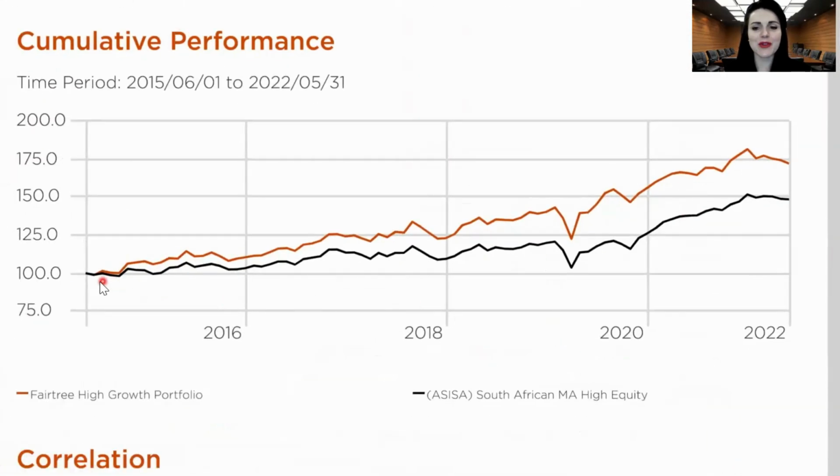Last but not least, of course, looking at the performance, here you will see the benchmark South African multi-asset high equity in the very dark grey, and here would be the performance of this Fairtree solution. So you can see over the last 7 years, this has been incredible outperformance by this solution, and we are very proud to be the asset managers behind this. So this is a very good option if you want to save for basically any kind of investment goal over, let's say, about 7 years or longer without having exposure to hedge funds.